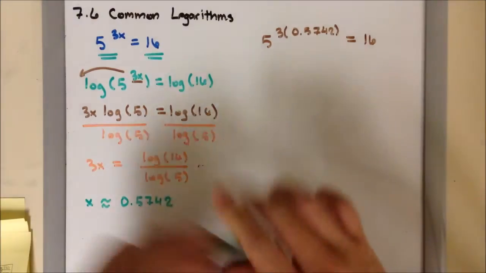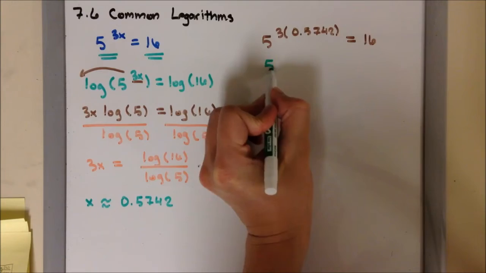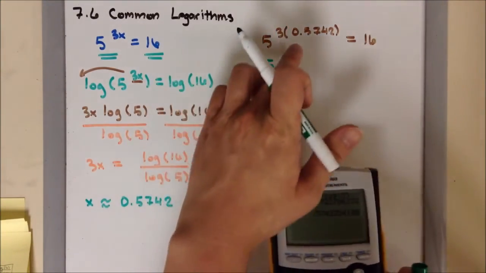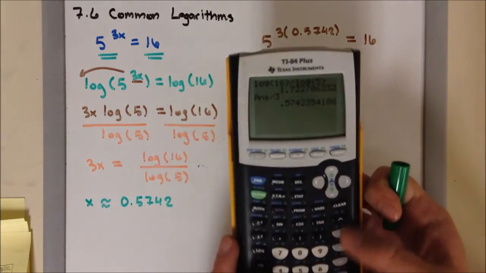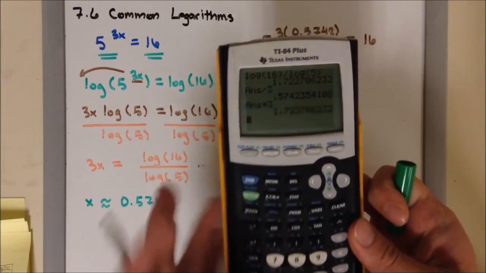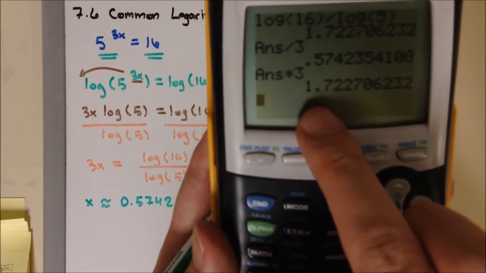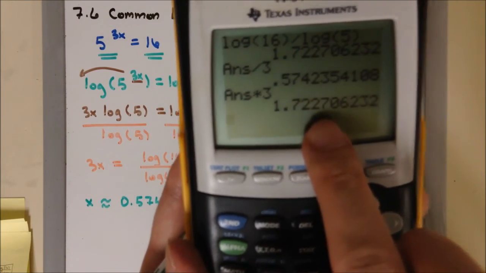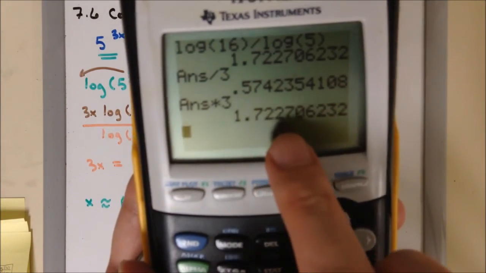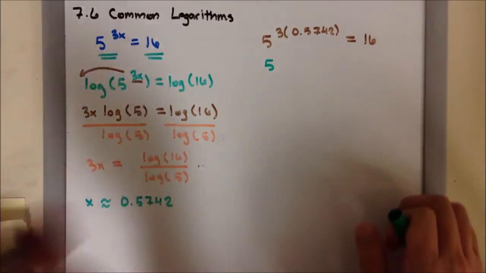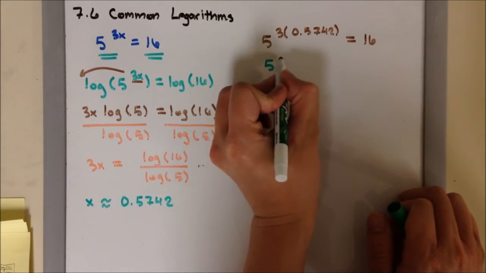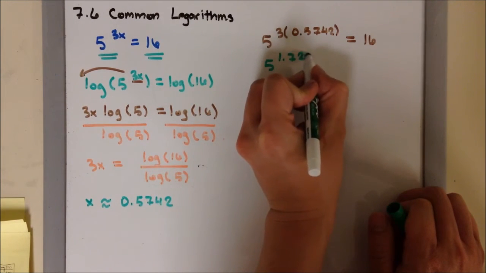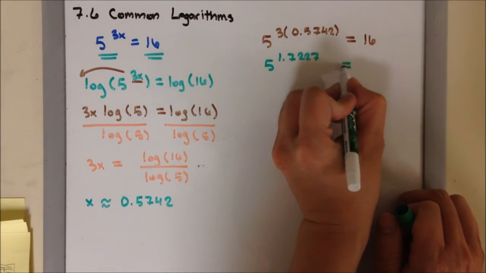So what's going to happen here, I'm going to multiply the 3 by the decimal. So 3 times 0.5742. Now we're back to 1.7227. I'm not going to write the long decimal. I'm just going to stop at the 4th decimal place. So 1.7227. So now it's going to be 5 to the power of 1.7227. And supposedly it's equal to 16.